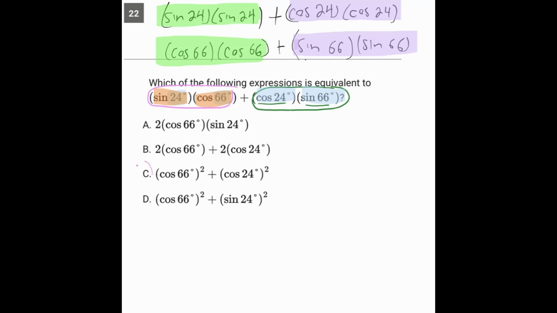And that's answer choice C. Answer choice C says we've got cos 66 squared, which is this. So we're kind of ignoring this one just because it's not in the answer choices. And on the right side, we've got cos 24 times cos 24, cos 24 squared, which is this one. So we're ignoring this because it's not in the answers. So we've got cos 66 times cos 66, we're squaring that, and cos 24 times cos 24, we're squaring that. So the answer to this incredibly interesting question is C.